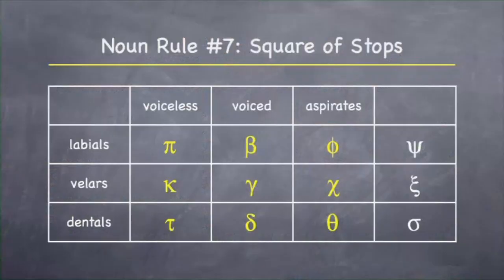So make sure you memorize it left to right, memorize it top to bottom, and memorize what happens when you add sigmas, okay? Labials, P, beta, phi, velars, kappa, gamma, chi, dentals, tau, delta, theta. When you add sigmas to a labial, they become a psi. Sigma to a velar becomes a xi. And sigma to a dental, the dental drops out. And then the columns are voiceless, voiced, and aspirates.